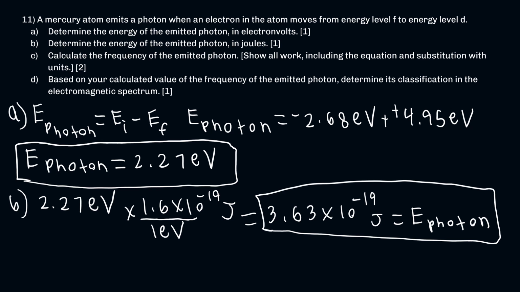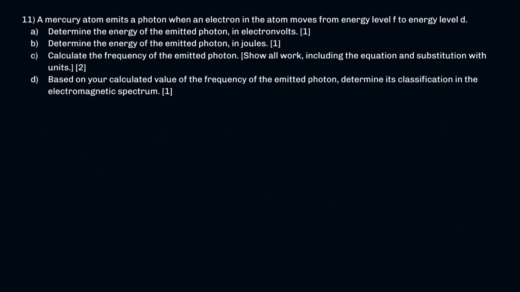So those are my answers for part A and B. I'll bring this over now into part C on the next slide. So let's move into parts C and D. All right, so part C, we're going to now calculate the frequency of the emitted photon. So there is an equation that involves frequency and the energy of the photon on the reference table.